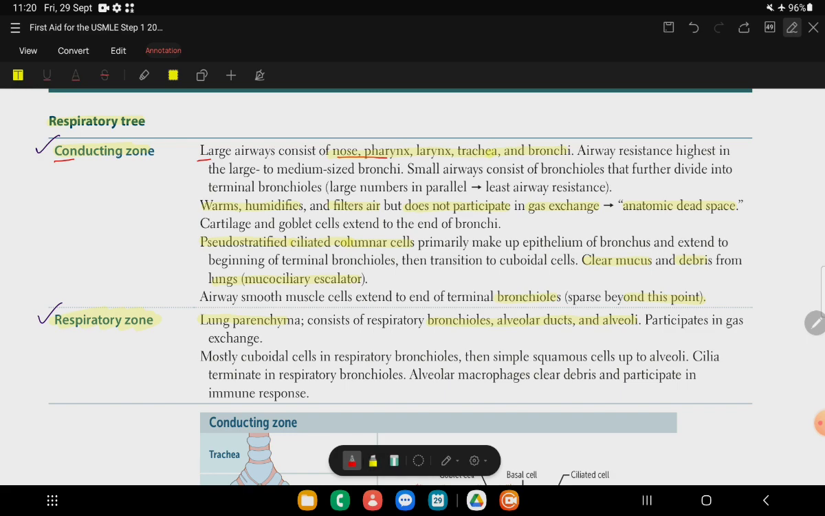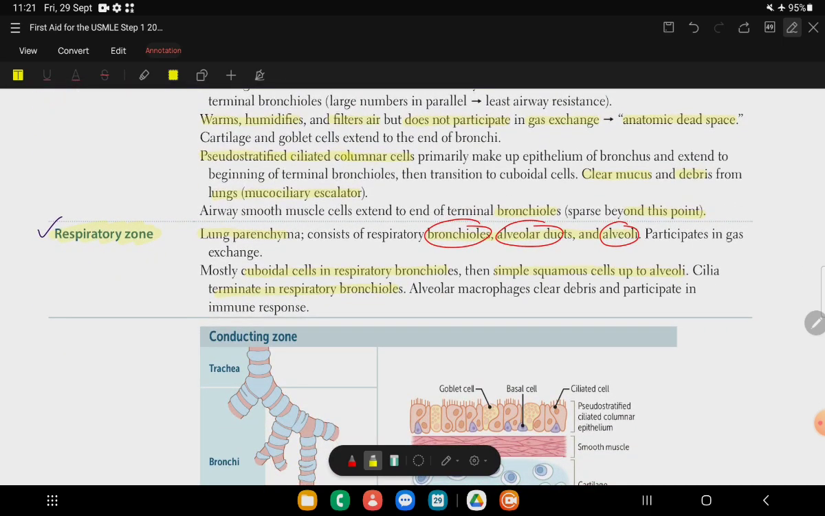Three important things, because most of the time you get confused with only the alveoli, but there is alveoli, alveolar duct and bronchiole. These are the three most important lung parenchyma structures that participate in the gas exchange, with mostly cuboidal cells in the respiratory bronchioles, then simple squamous cells in the alveoli. Cilia terminate in the respiratory bronchioles, and alveolar macrophages clear debris and participate in the immune response.